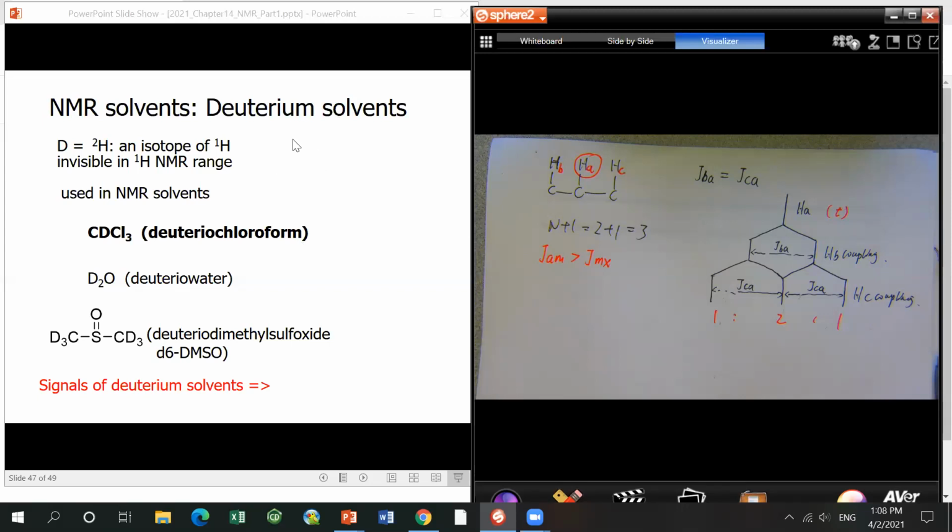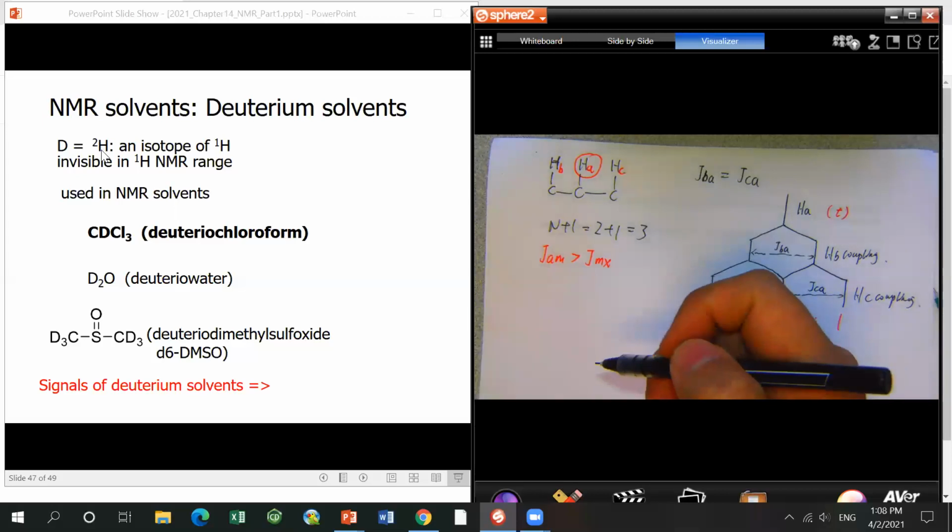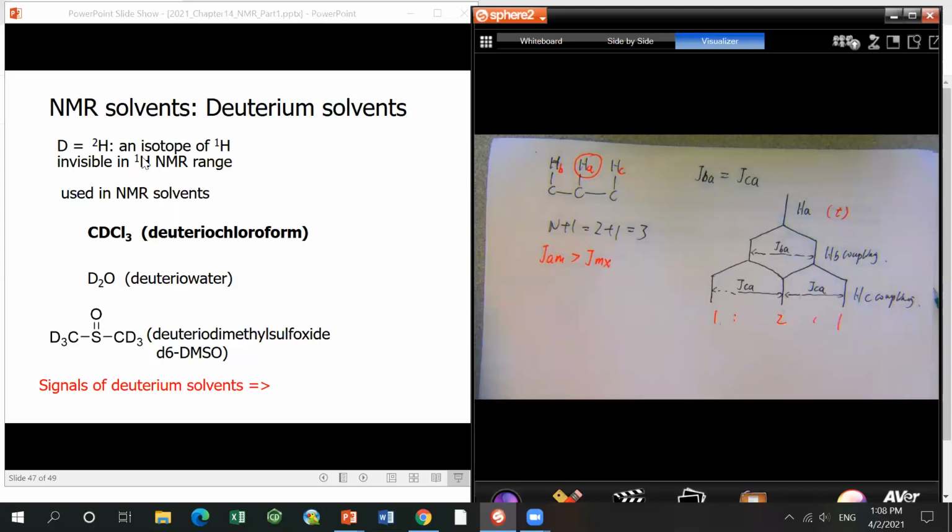So in this case, we have to use a special solvent called deuterated solvent. In this solvent, all the hydrogens are replaced by deuterium. Deuterium is H2, one of the isotopes of hydrogen. Hydrogen has several isotopes: H1 we call proton, and H2 deuterium. Although H2, deuterium, is also NMR active, it will show at a different region from the proton H1.